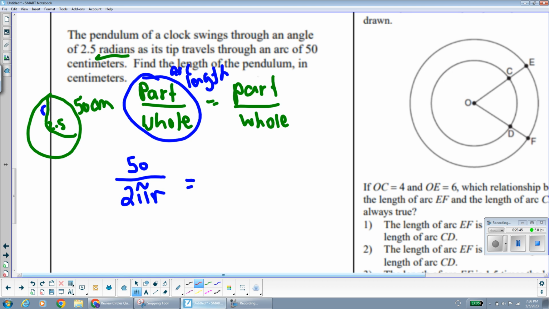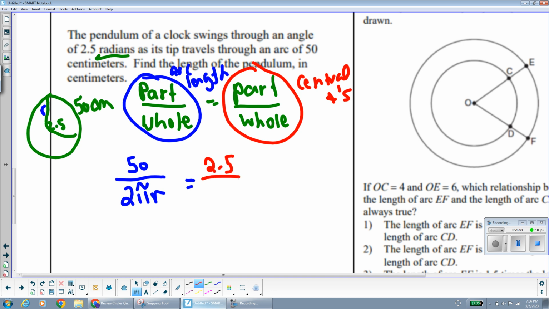Now, for the other side of my proportion, we're going to be talking about the central angles. So since our central angle here is in radians, all of the central angles add up to 360 degrees in a circle, but we need to use that in radians. So if you convert 360 to radians by multiplying by pi over 180, we get 2 pi as our conversion.